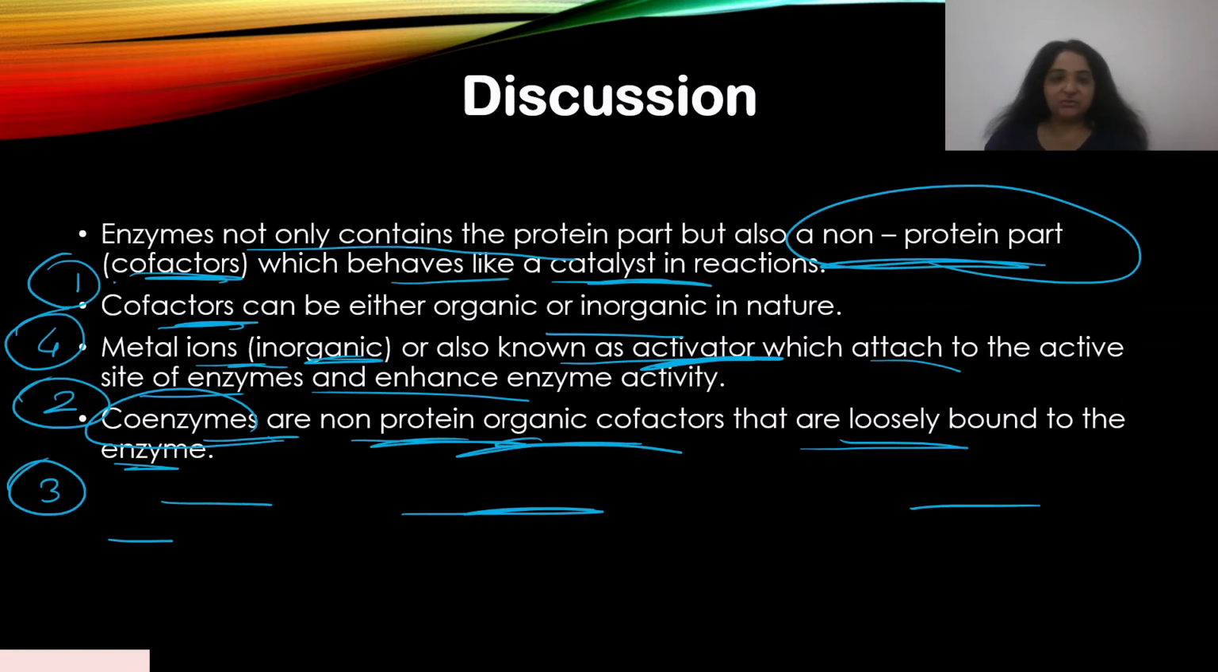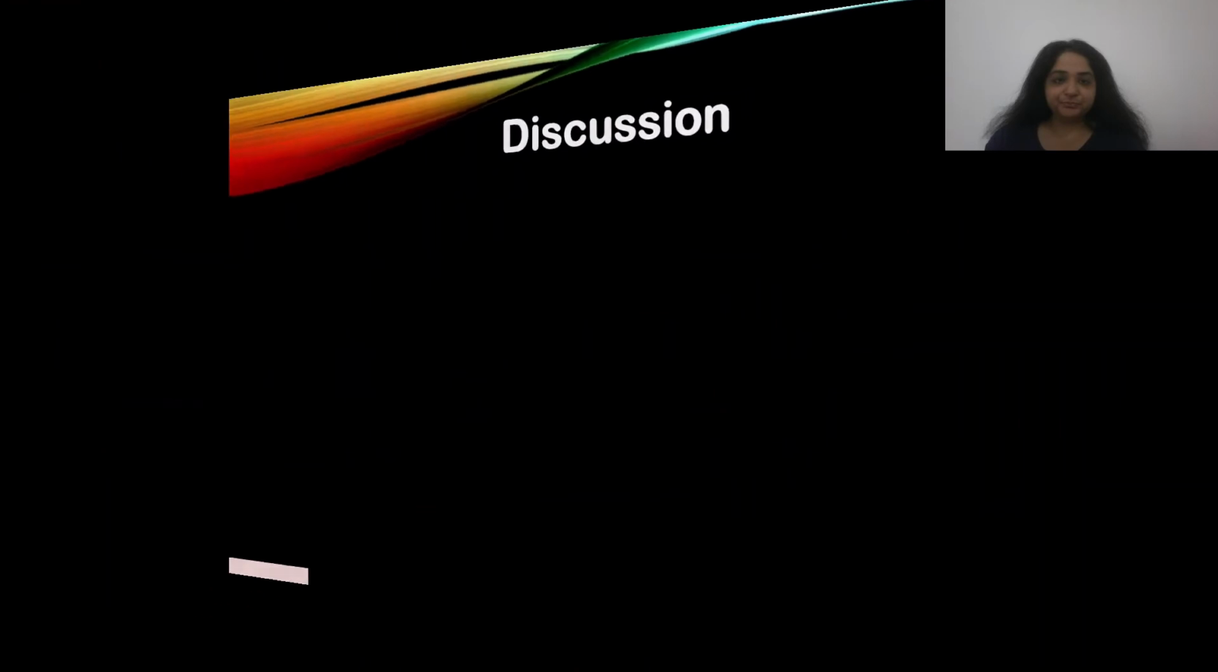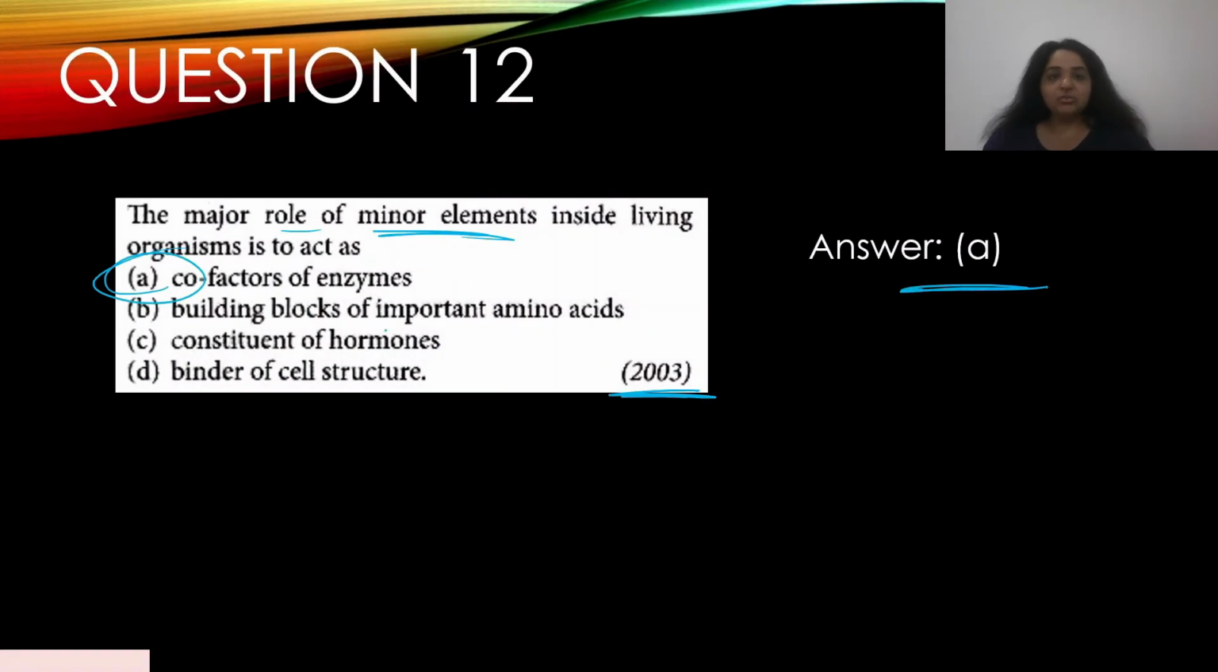So if we go back to our question, the major role of minor elements inside living organisms is to act as cofactors of enzymes. Can't be building blocks of important amino acids, no, that's different. Constituent of hormones, no. And binder of cell structure, no. So this is the major role.